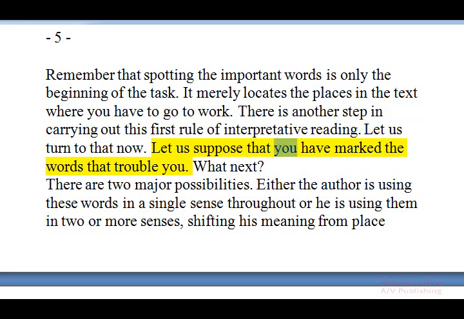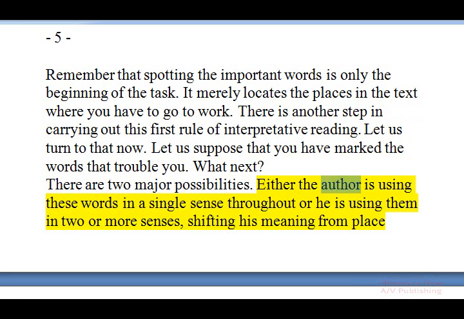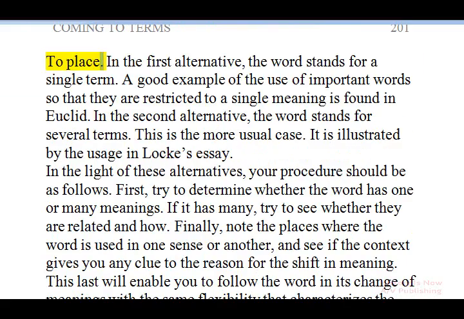Let us suppose that you have marked the words that trouble you. What next? There are two major possibilities. Either the author is using these words in a single sense throughout, or he is using them in two or more senses, shifting his meaning from place to place. In the first alternative, the word stands for a single term. A good example of the use of important words so that they are restricted to a single meaning is found in Euclid. In the second alternative, the word stands for several terms. This is the more usual case.